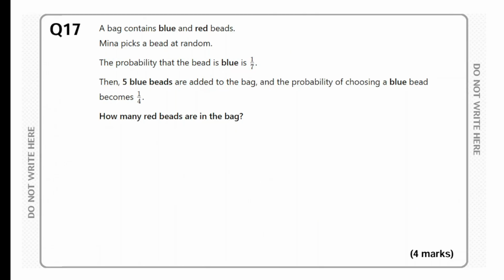Question number 17. Pause the video and try the question. A bag contains blue and red beads. Meena picks a bead at random. So here's a bag and you have blue and red. The probability that the bead is blue is 1 over 7. Okay, so the number of blue beads divided by blue plus red, the total, is 1 over 7. That's what we can learn from this sentence here.